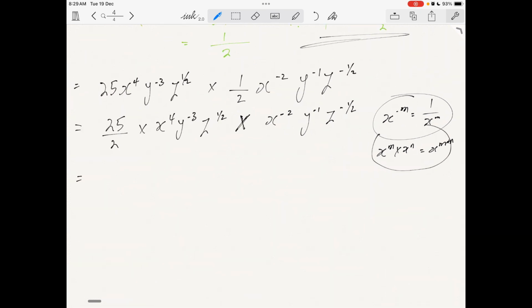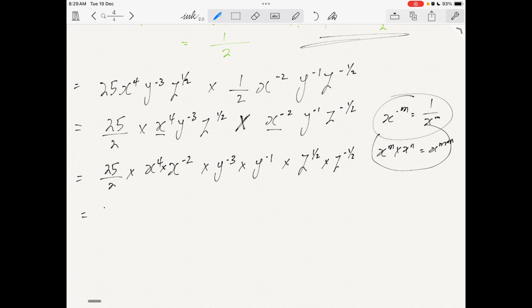So let's try to collect like terms. So that's 25 over 2 multiplied by x raised to the power 4 multiplied by x raised to the power minus 2, because they have to have the same base, multiplied by y raised to the power minus 3 multiplied by y raised to the power minus 1, multiplied by z raised to the power half multiplied by z raised to the power minus half.